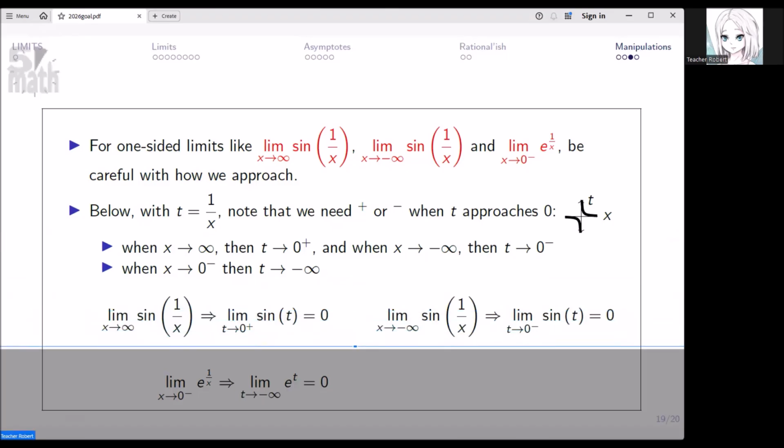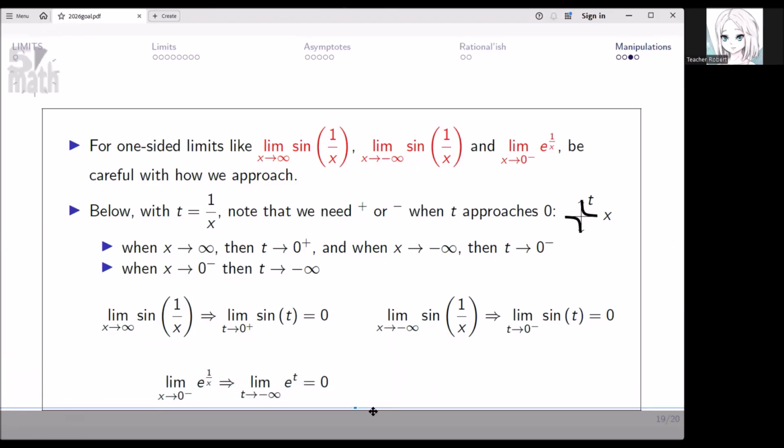Limit as x approaches infinity of sine 1 over x becomes limit as t approaches 0 from the positive of sine of t equals 0. Limit as x approaches minus infinity of sine 1 over x becomes limit as t approaches 0 from the negative of sine of t equals 0. Limit as x approaches 0 from the negative of e to the 1 over x becomes limit as t approaches minus infinity of e to the t equals 0.